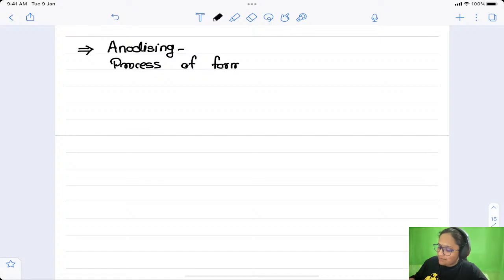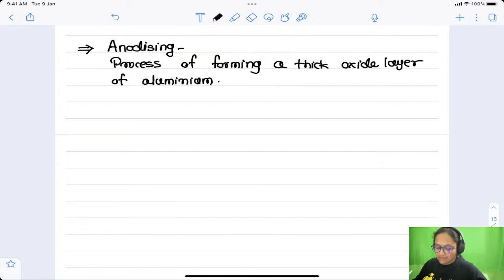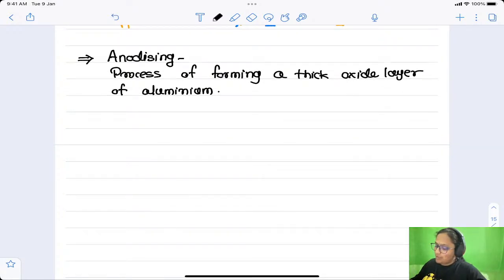forming a thick oxide layer of aluminium. Aluminium is converted into oxide very easily. This layer of oxide will prevent the further oxidation of aluminum metal inside. What do I mean by that?